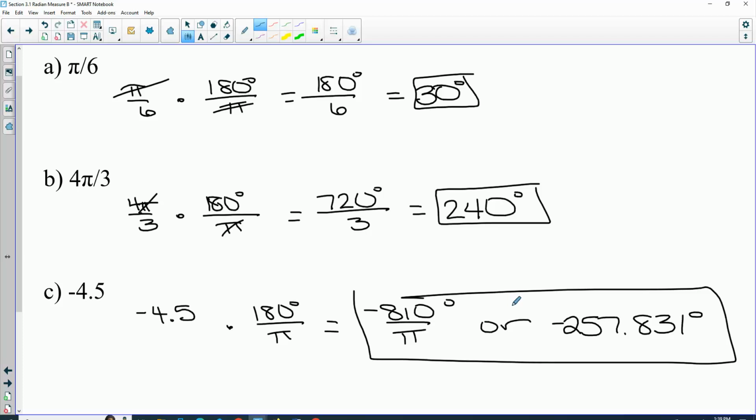All right. Any questions about converting between degrees and radians? You either multiply by pi over 180 or 180 over pi, depending on which one you need to cancel.